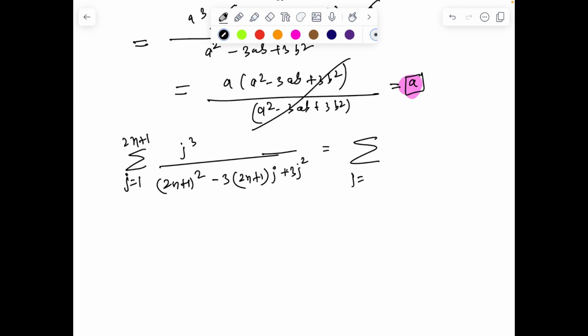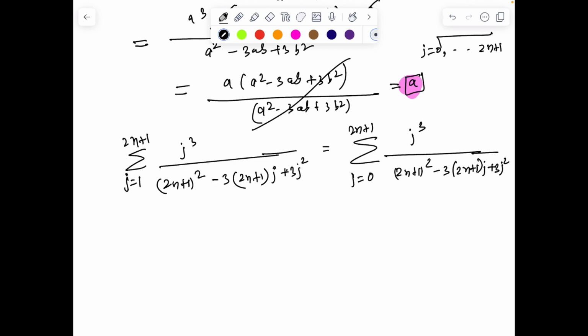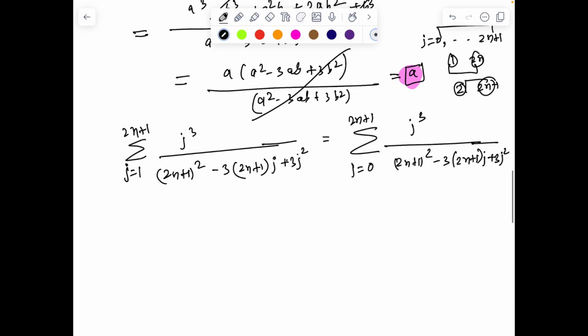This we are writing as the same as j equals 0 to 2n plus 1, because at j equals 0 the sum doesn't get impacted. The reason for writing this is that now we have symmetry in the system. Because if I start with j equals 0 till 2n plus 1, I can see 0 and 2n plus 1 add nicely, 1 and 2n add nicely, 2 and 2n minus 1 add nicely, and hence we get our answer in a very good way.